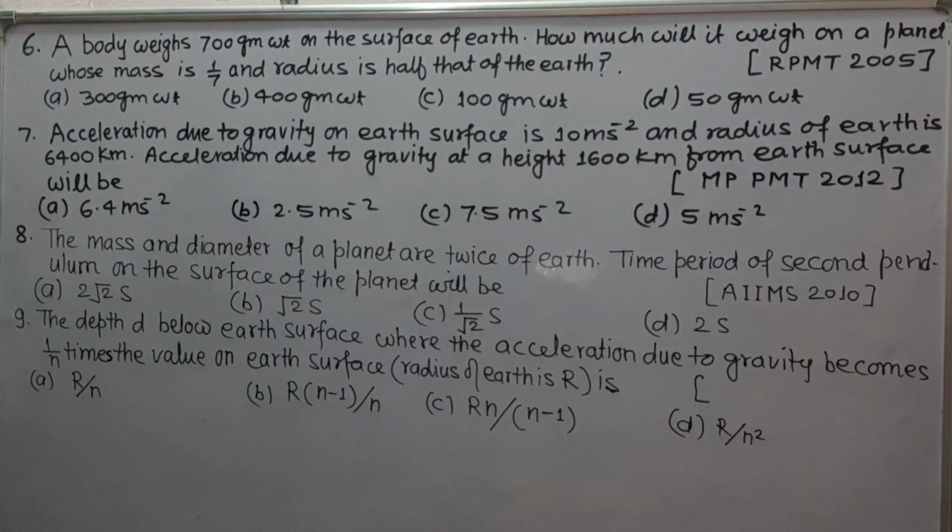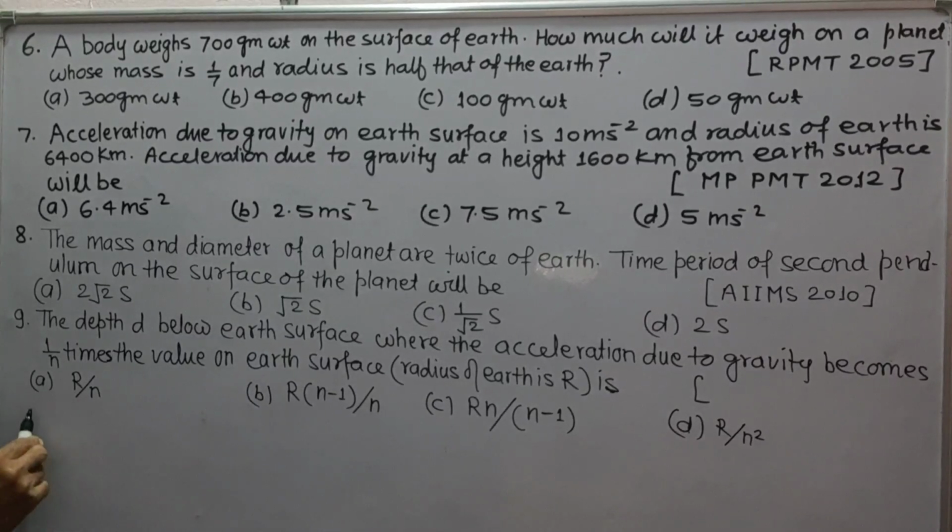Next question number 6. The question is, a body weighs 700 gram weight on the surface of earth. How much will it weigh on a planet whose mass is 1/7 and radius is half that of earth? So solution to question 6.